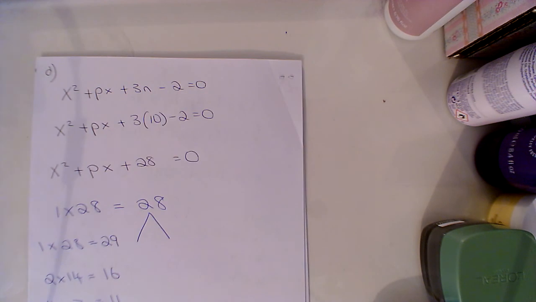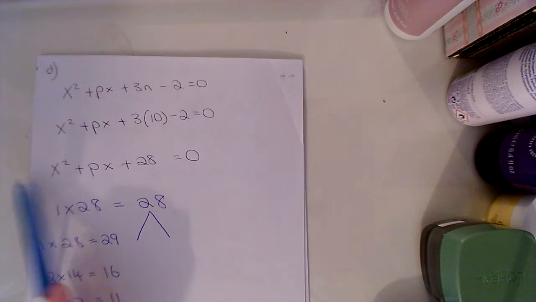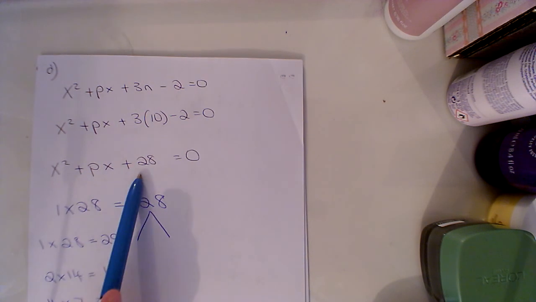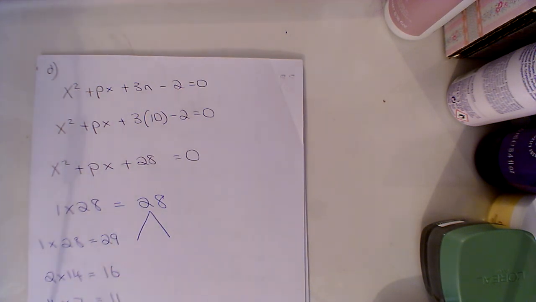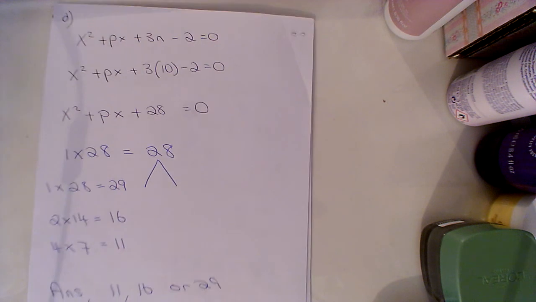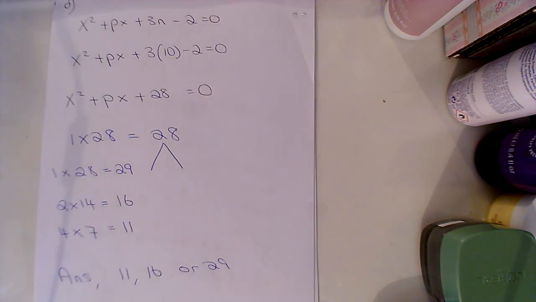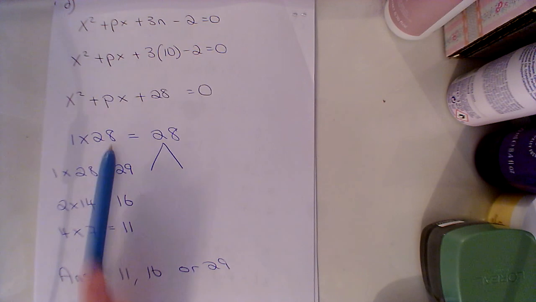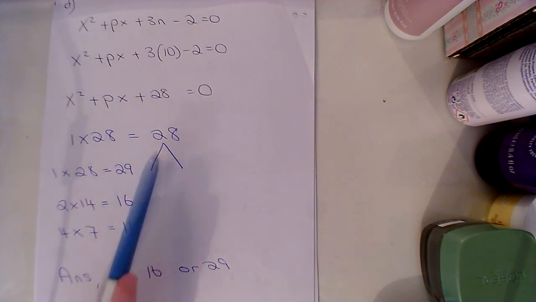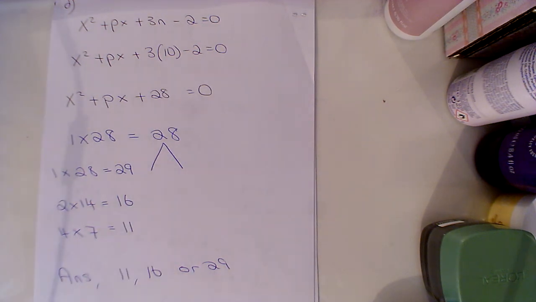And finally, part D then. I have x squared plus px plus 3n minus 2 is equal to 0 has integer roots. Find 3 possible values for p. Once again I have x squared plus px plus 28 after I do my substitution in for n. Same as what I've been doing previously, I'll write down my factors. I have 1 by 28 and my guide number, and that's 28. I then get the factors of 28: 1 by 28, 2 by 14, 4 by 7.